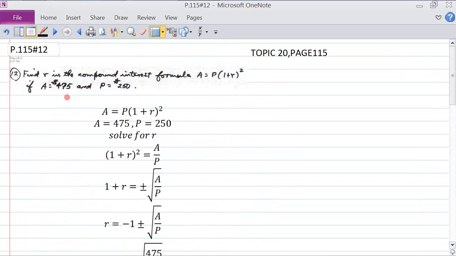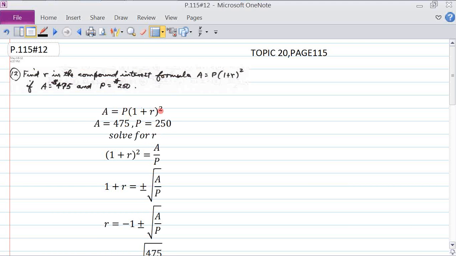Number 12, find r in the compound interest formula a equals p times bracket 1 plus r squared. We've got to find the value of r if we're given a and we're given p. So first thing we do is take the formula. Okay, we know that a is 475 and p is 250, and we have to solve for r.